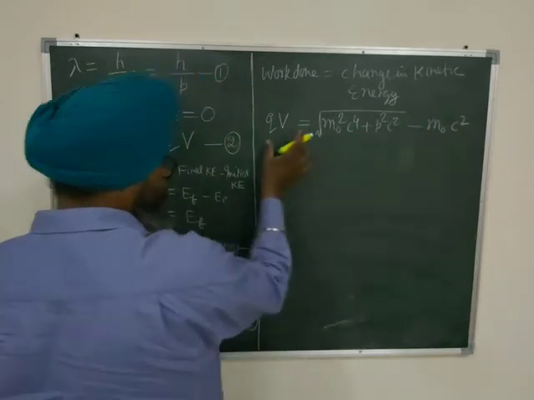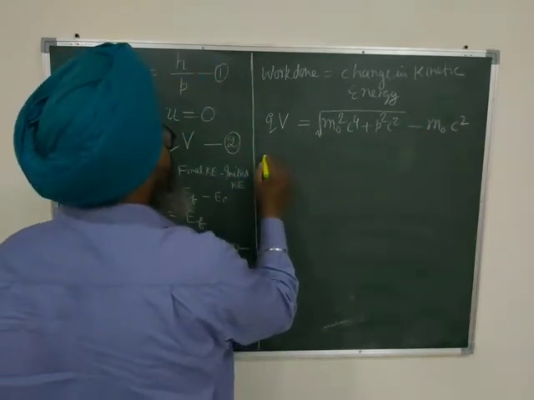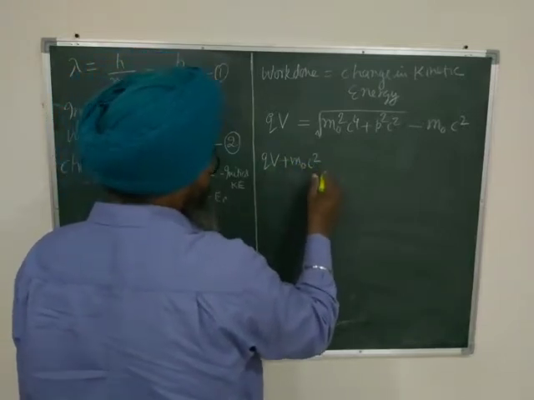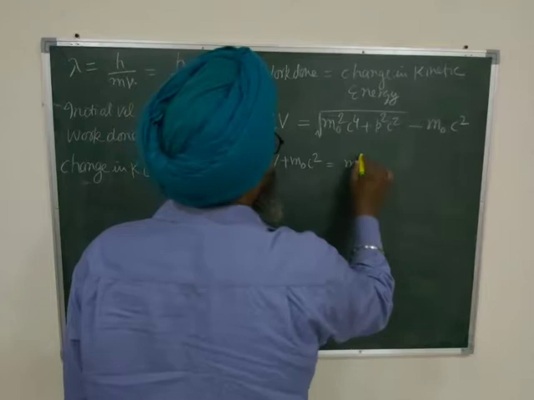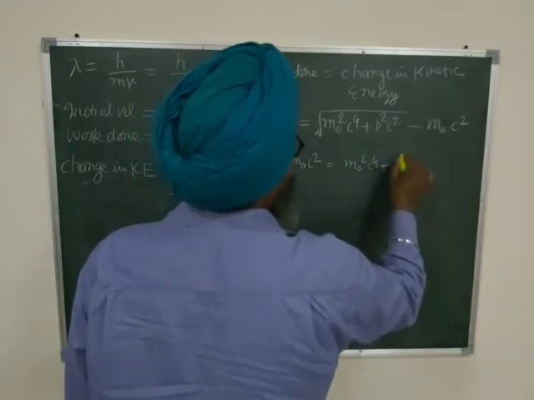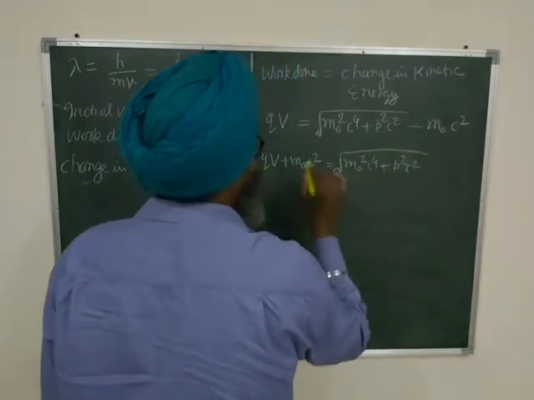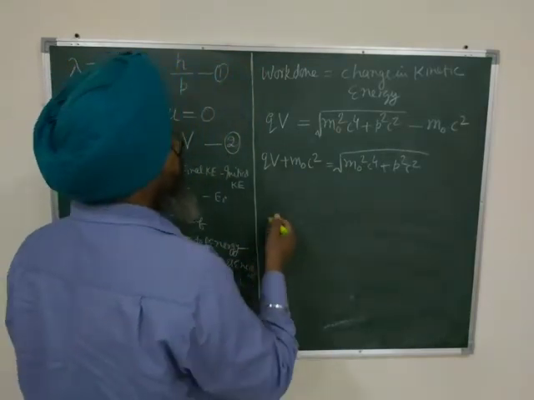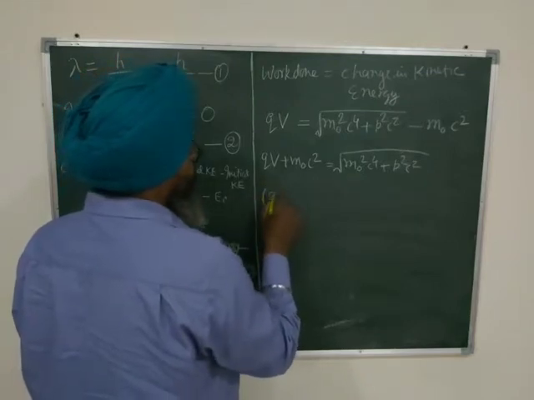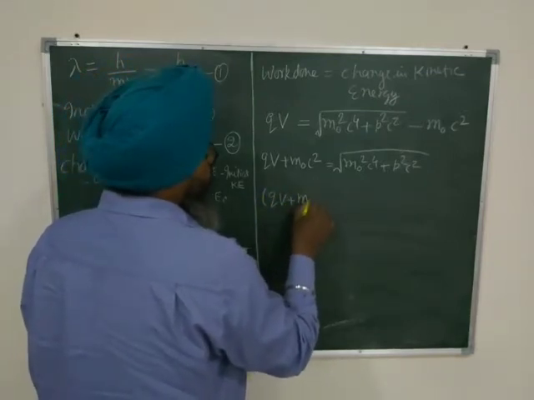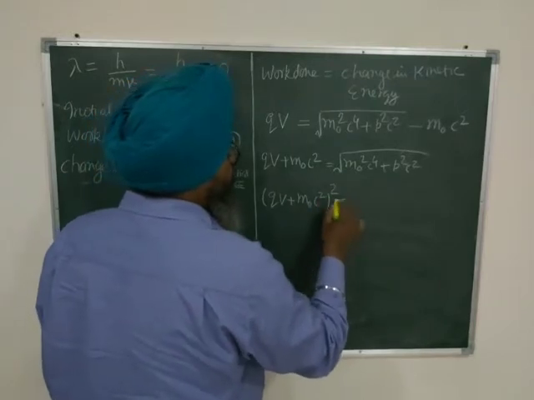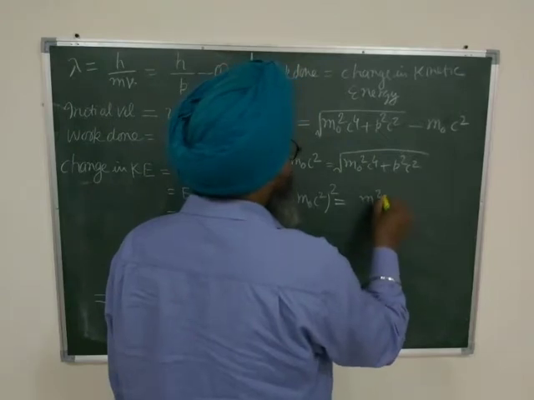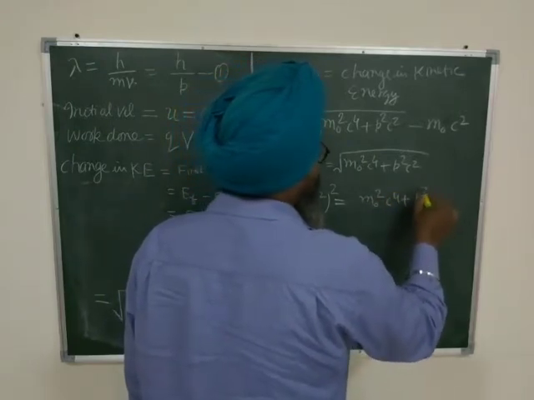Now I can take this term to the left hand side. It will become QV plus m0 c squared is equal to the square root of m0 squared c to the power 4 plus p squared c squared. Now we will square both sides of this equation. Then the left hand side will become (QV plus m0 c squared) whole squared, and on the right hand side the square root will go off. It will become m0 squared c to the power 4 plus p squared c squared.